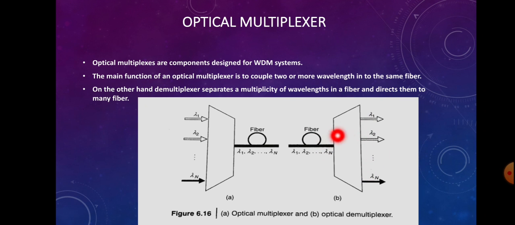That is, here lambda 1 is coupled to this fiber, lambda 2 is coupled to this fiber. That means it is separated into different channels. The information contained in these wavelengths is transmitted to different channels. And in the case of multiplexing, different signals coming from different channels will be multiplexed to the same channel. That is the basic function of a multiplexer and demultiplexer.